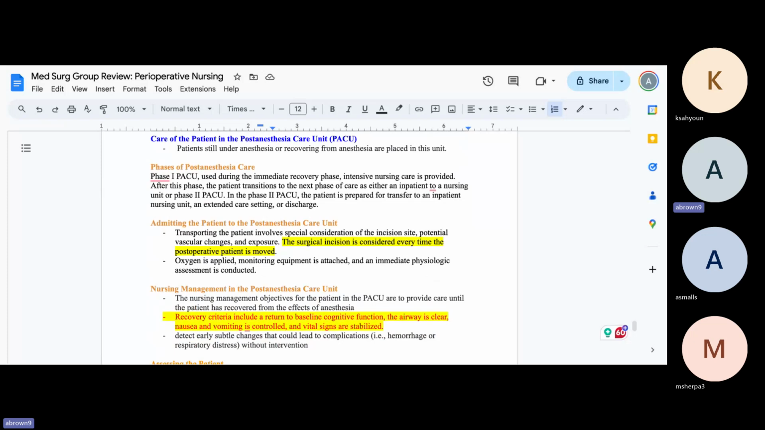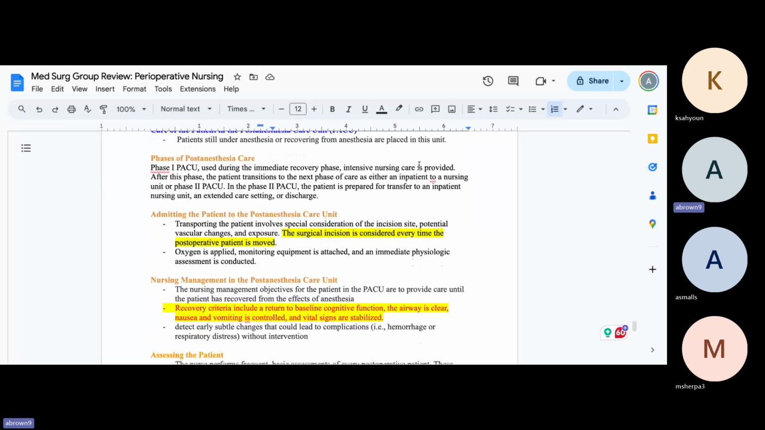Care of the patient in the post-anesthesia care unit. Patients still under anesthesia or recovering from anesthesia are placed in this unit. Most nurses say it's pretty relaxing because most patients are recovering. Yeah, I always hear good things about that unit.